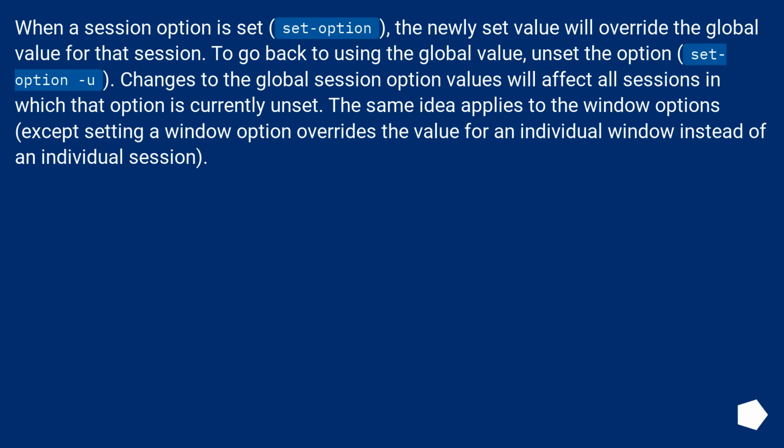When a session option is set with set-option, the newly set value will override the global value for that session. To go back to using the global value, unset the option with set-option -u. Changes to the global session option values will affect all sessions in which that option is currently unset. The same idea applies to the window options, except setting a window option overrides the value for an individual window instead of an individual session.